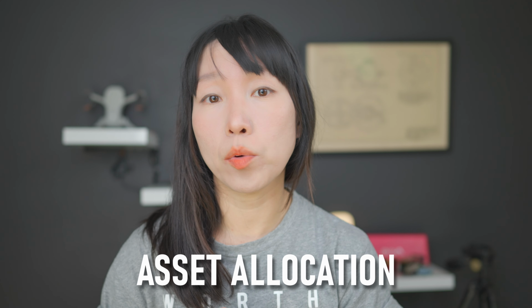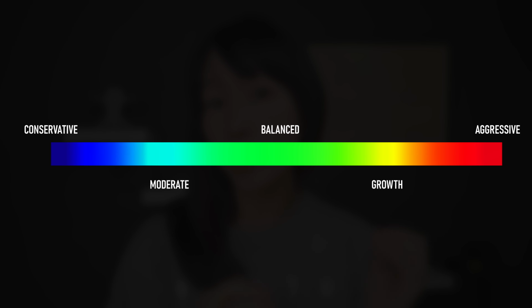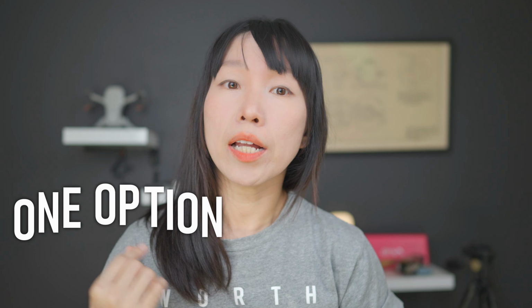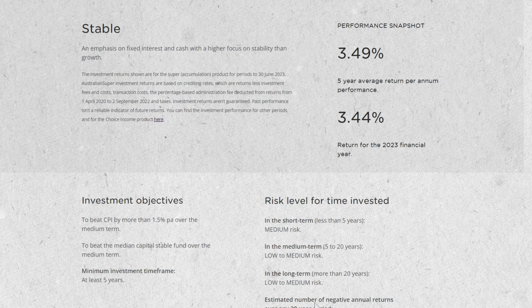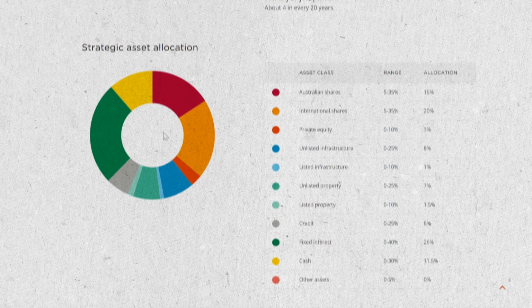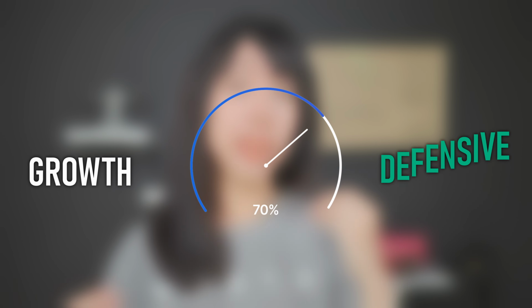The downside of multi-sector options is that the asset allocation between different asset classes is fixed and typically based on a spectrum from conservative to aggressive, which is a bit rigid to some extent. And compared with buffet-style single sector options, people on multi-sector options typically only pick one option. Let's look at AustralianSuper's pre-mix options. The spectrum goes from lower risk, lower return options, stable option, to conservative, to balanced option, to higher risk, higher return option, high growth. What they do is allocate the investments between growth and defensive assets.